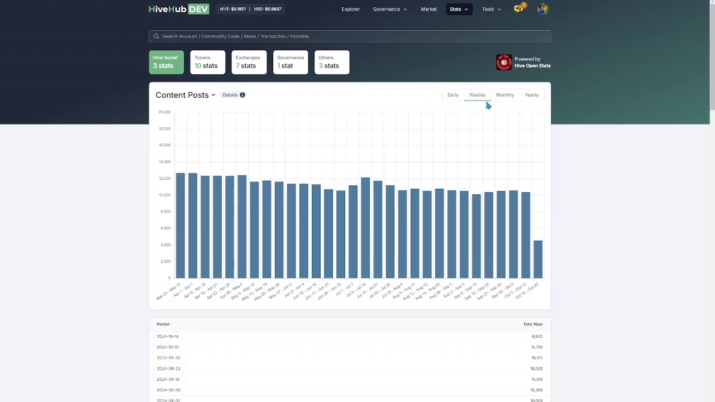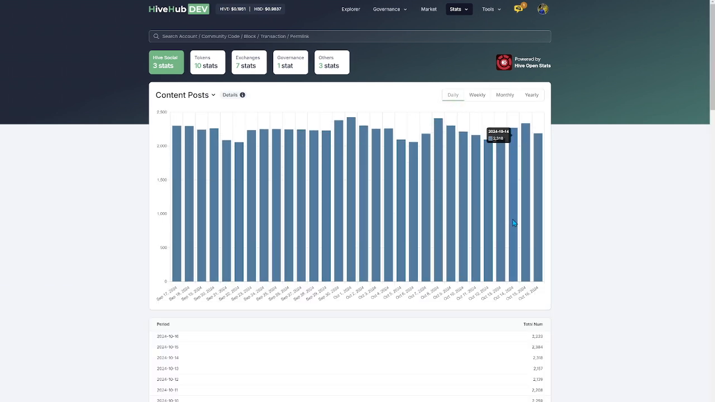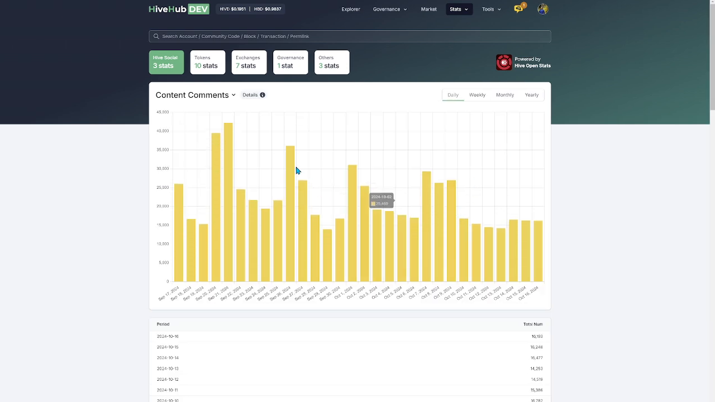The number of posts. You can view it in terms of weeks. So this represents an entire week of posts, whereas this represents a day's worth of posts. 2,200 posts on that day, 2,100 posts on that day. And then you can see how many comments. So some days have lots more comments.